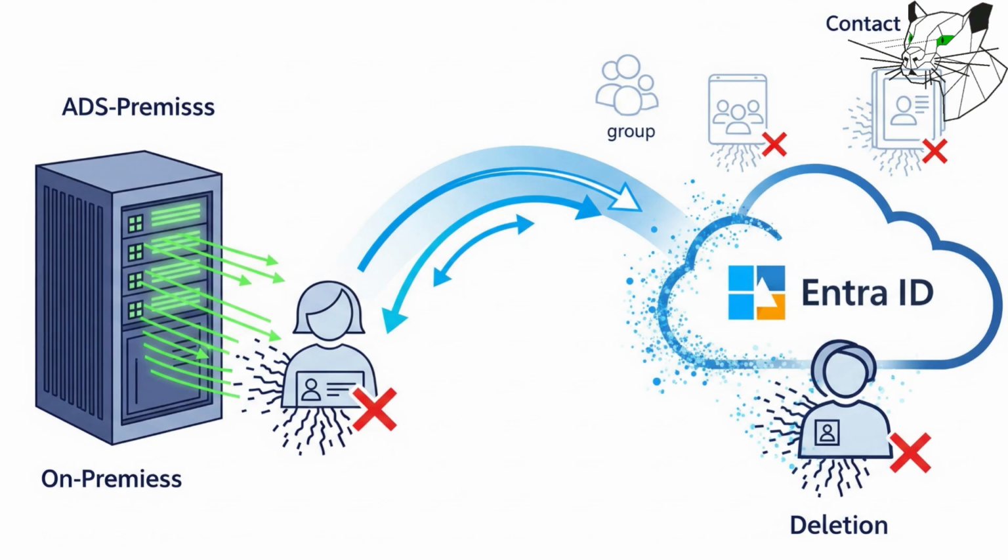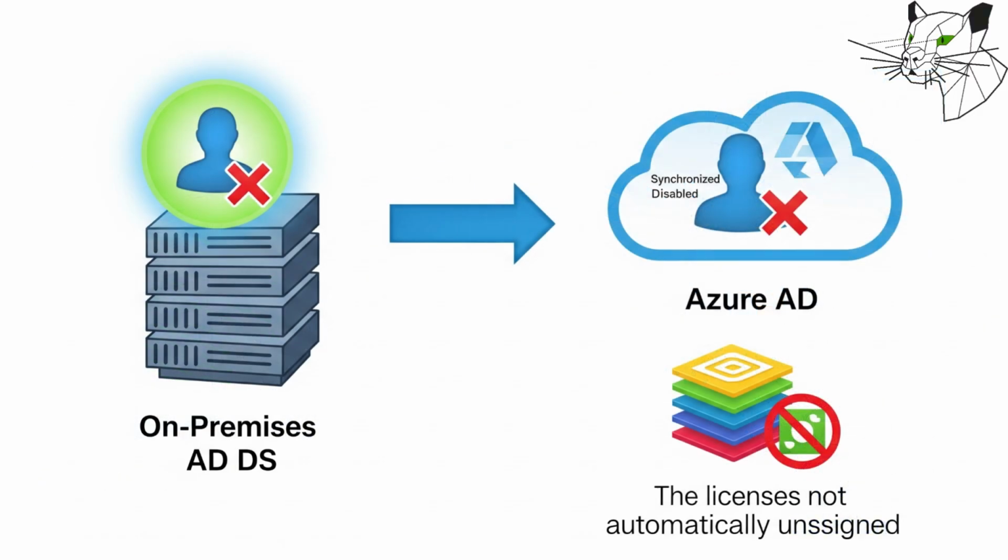However, not all on-premises ADDS attributes are synchronized to Microsoft Entra ID. You can configure a set of attributes that synchronize to Microsoft Entra ID by using the Synchronization Manager component of Microsoft Entra Connect. Existing users, groups, and contact objects that are deleted from the on-premises ADDS are deleted from Microsoft Entra ID. Existing user objects that are disabled on-premises are disabled in Azure. However, licenses aren't automatically unassigned.